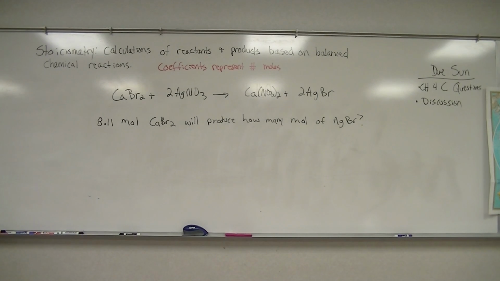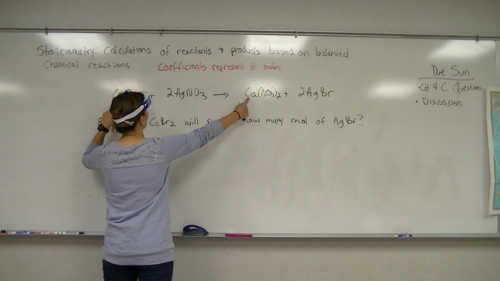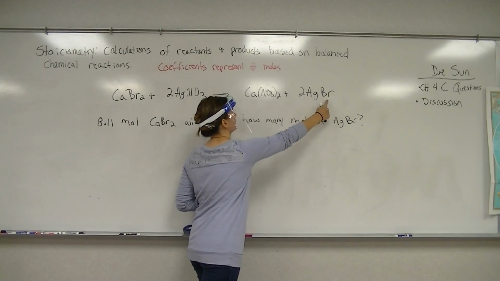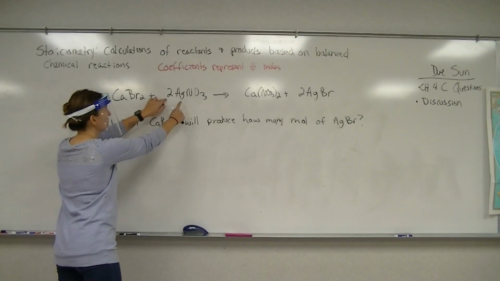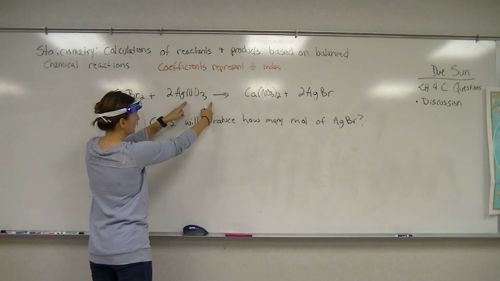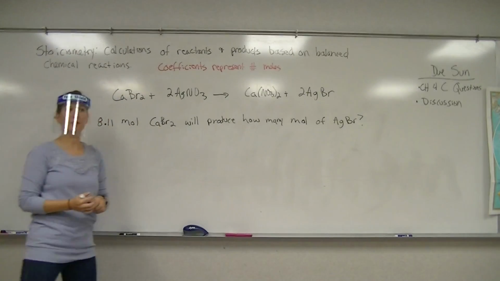Balanced? Is it not balanced? We have 1 calcium, 1 calcium, 2 bromines, 2 bromines, 2 silvers, 2 silvers, 2 NO3s, and 2 NO3s. Yeah. Balanced.